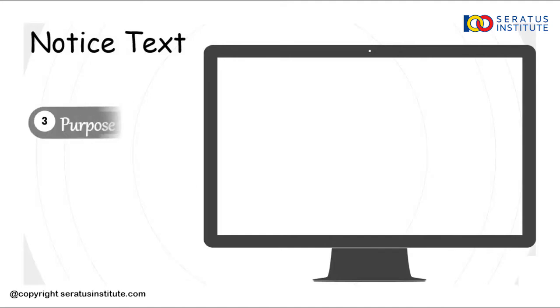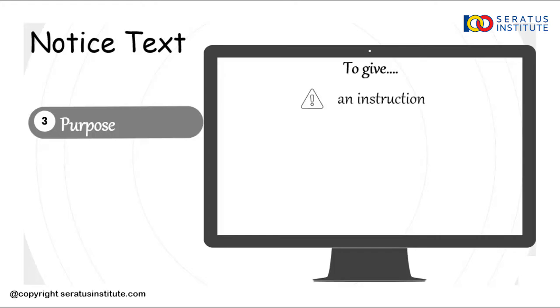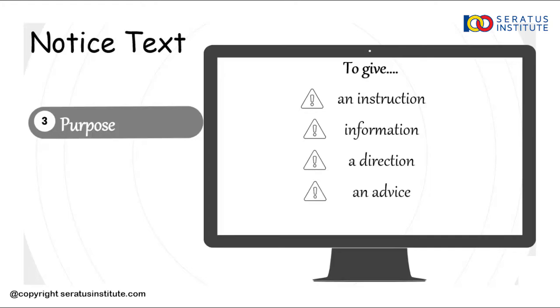The next is the purpose of notice text. There are some purposes of notice text. They are to give an instruction atau instruksi, information atau informasi, a direction atau arahan, an advice atau saran, and warning atau peringatan.